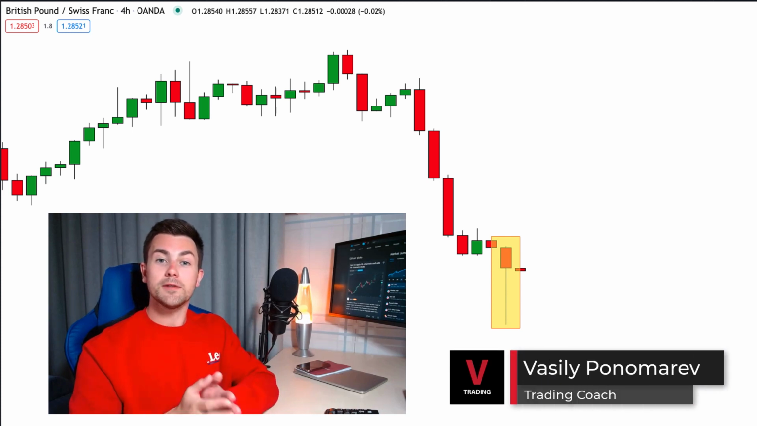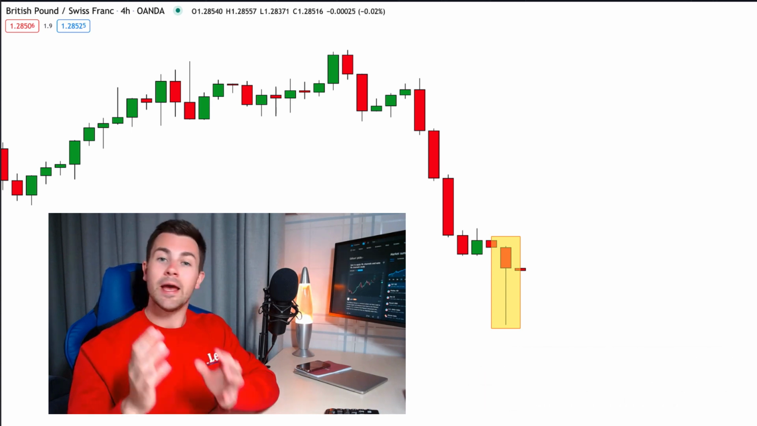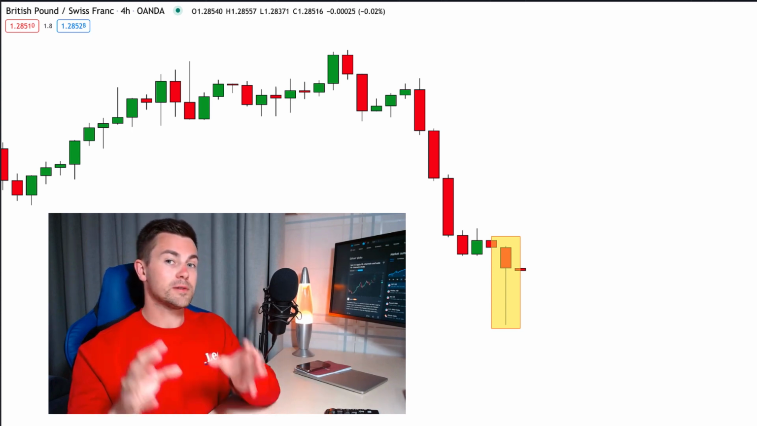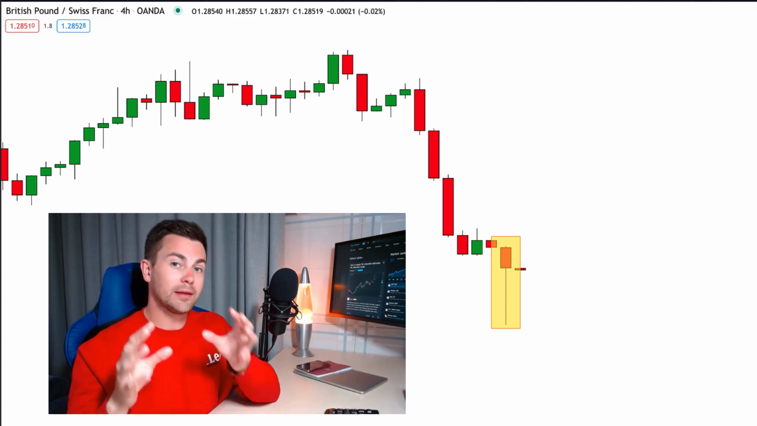Hey traders, analyzing different financial instruments this morning, I noticed this very peculiar candlestick pattern formation on a pound Swiss pair. Here we have the so-called rejection candle, and in this video I will try to explain to you why it is so important to know this pattern and how we apply that in technical analysis.